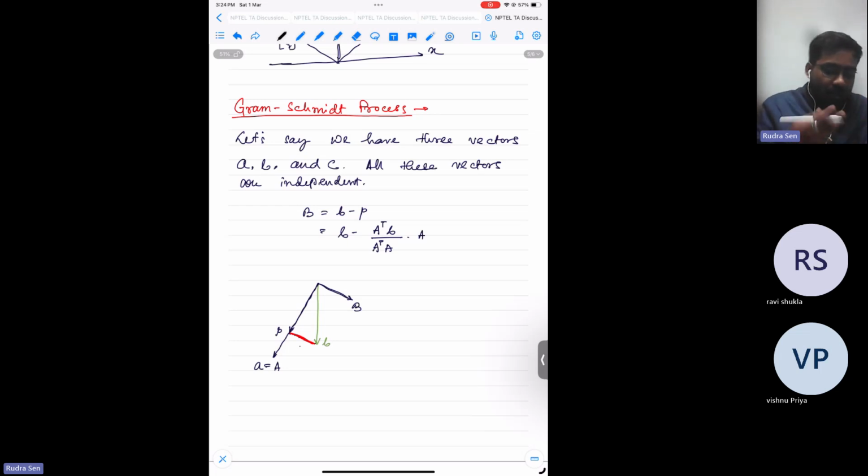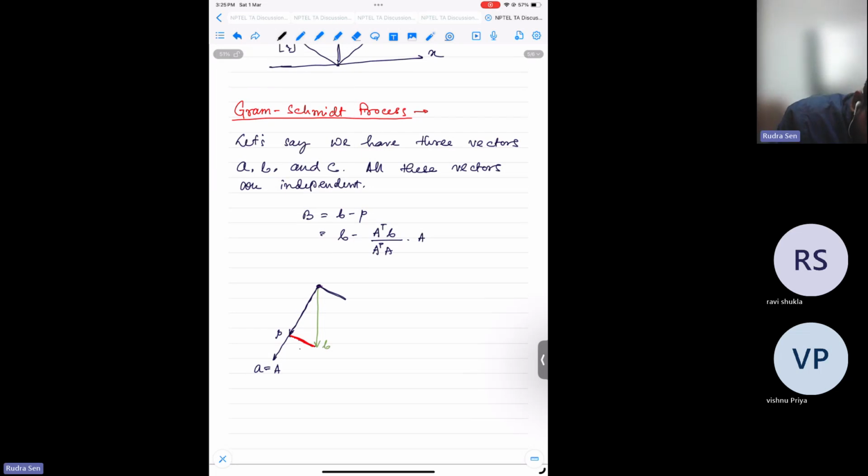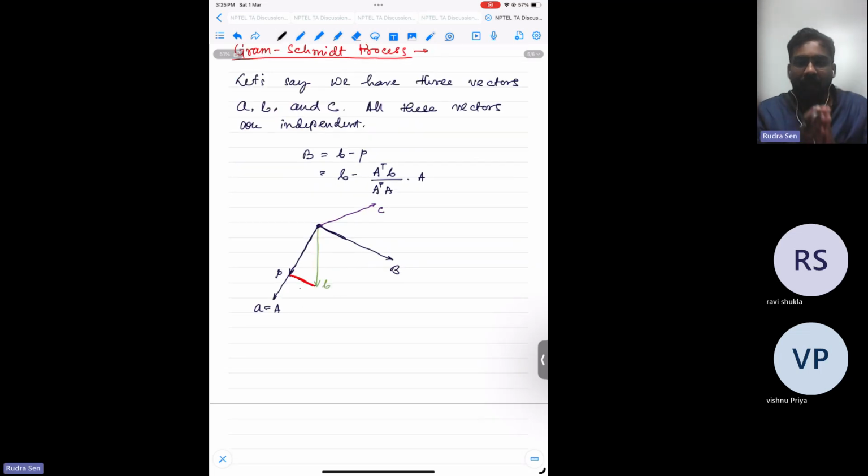Now we need to find a C vector. So we have a C vector, and we do not know, maybe it is something like this. Let's say I call this vector the C vector. Similar thing: we have to project this C vector on this capital B vector as well as on capital A vector, because we need to find a vector which is orthogonal to both.